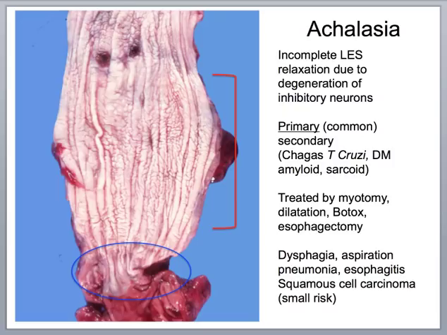Botulinum toxin, or Botox, has also been used. And in severe cases, like the one pictured here, esophagectomy is the last resort. These patients typically present with dysphagia. They can have aspiration pneumonia, obviously because there's a lack of peristalsis and the food kind of sits there. It can result in esophagitis, and there is a small risk of development of malignancy or squamous cell carcinoma.